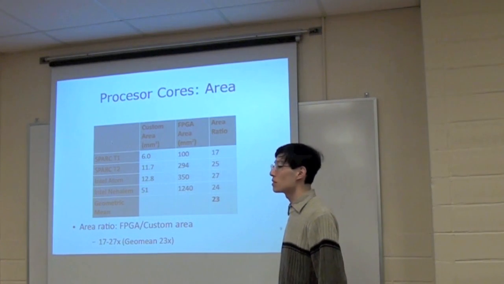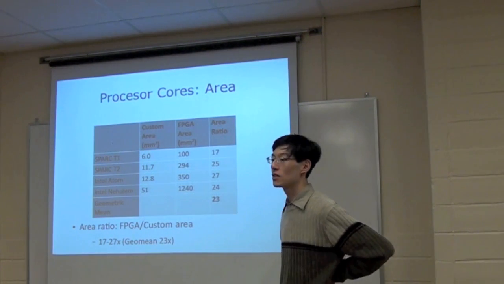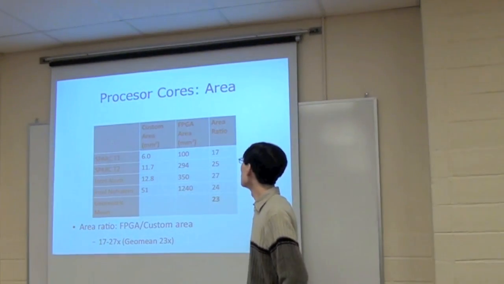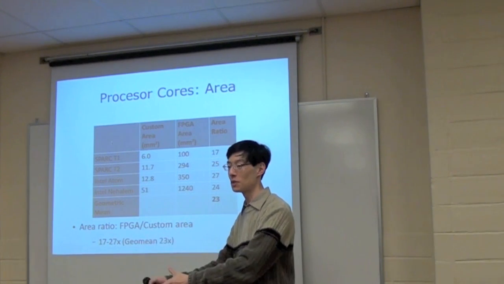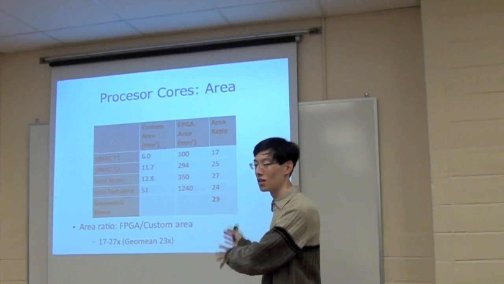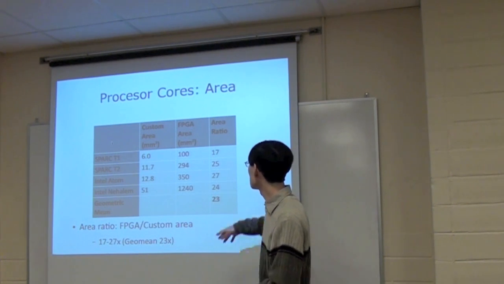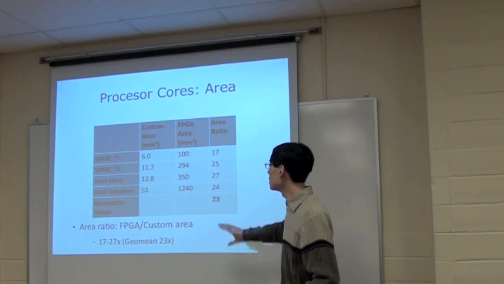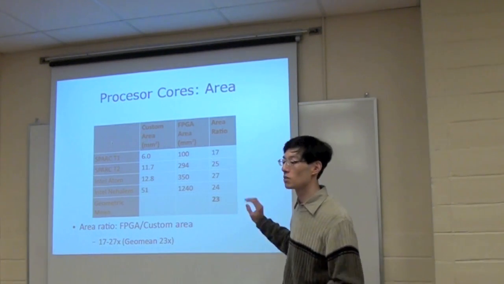So here's the area comparison for our four processors. We see that there's an average of around 23x area. That means that the processor core occupies 23 times the area on an FPGA than on the original custom processor. And we see that out of the 4 processors, the variation isn't actually too big between 17 and 27x. And even the really complex Nehalem processor, the area ratio isn't particularly high.